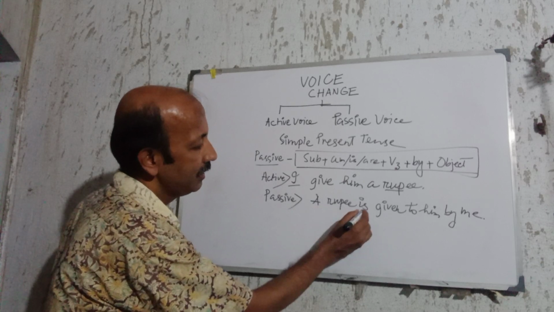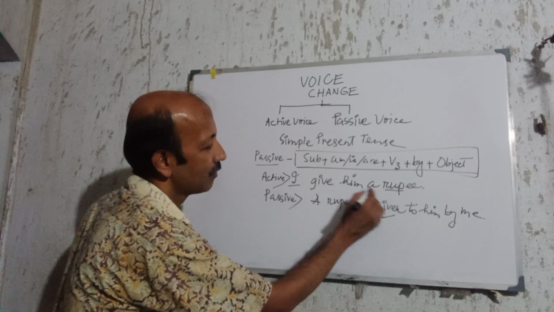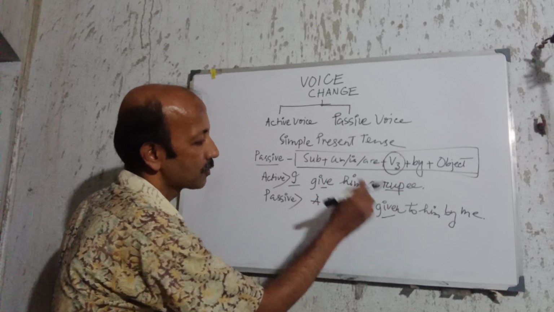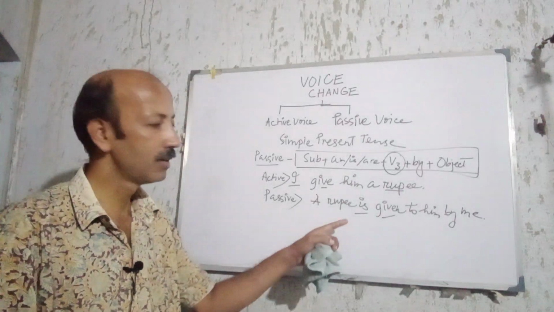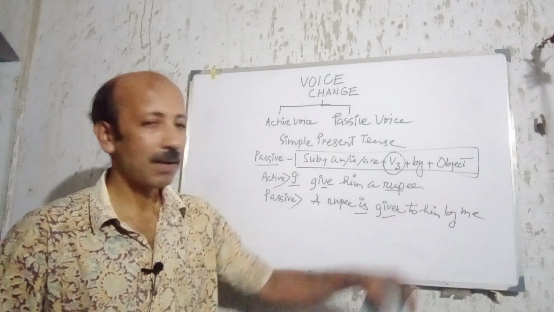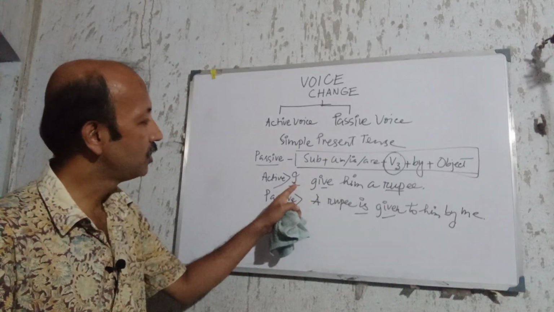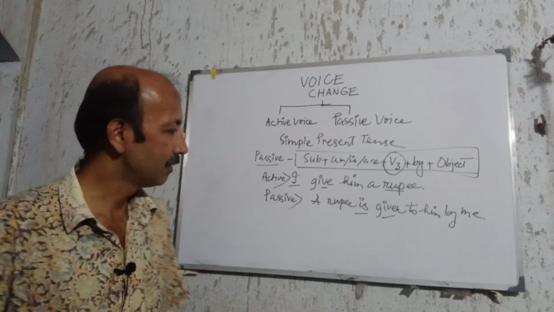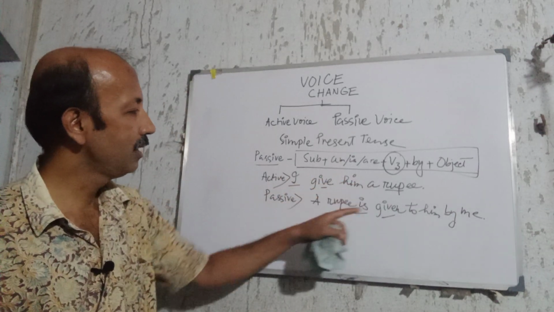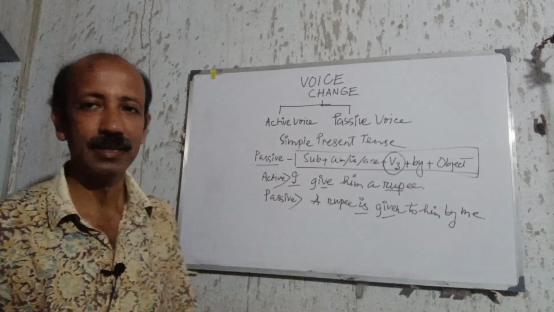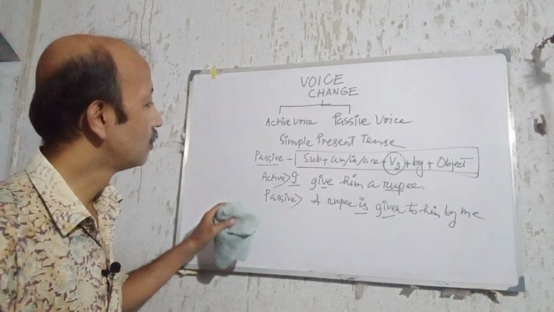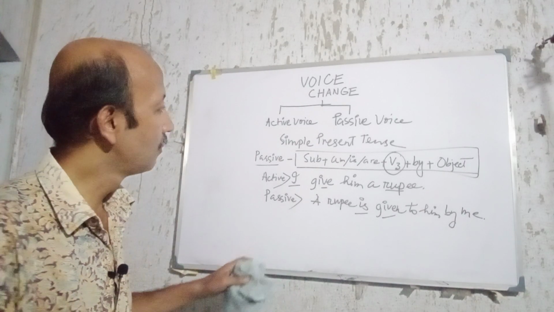According to the subject, rupee, is I have written. After that, the main verb was give, and in passive voice it is the V3 form, that is the past participle form. Give, gave, given is written, and after that, to him and by. Finally, we have to change the subject into the object, me. A rupee is given to him by me. I hope you understood what I wanted to make clear before you.